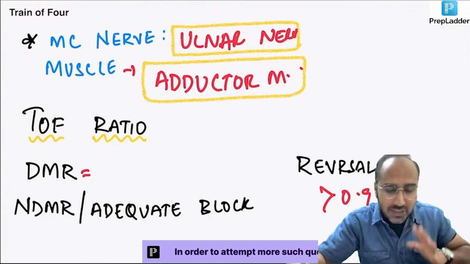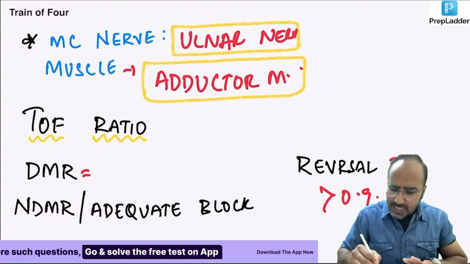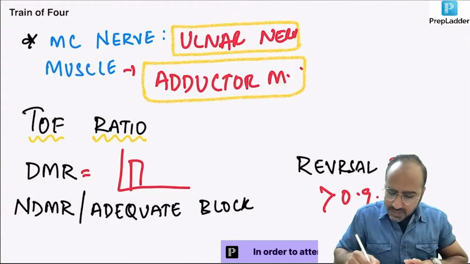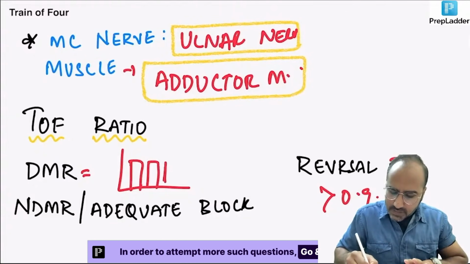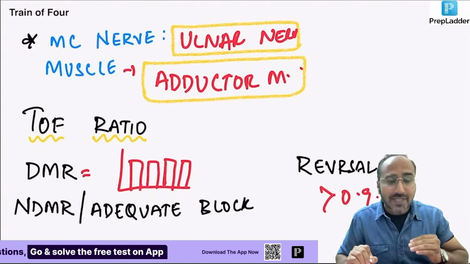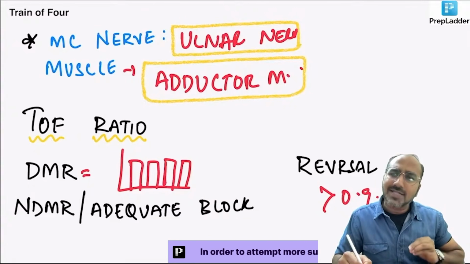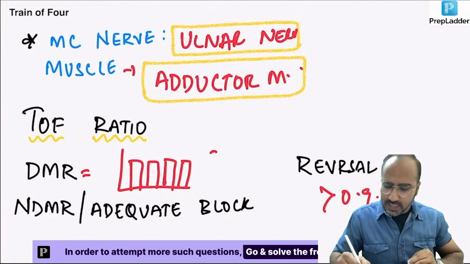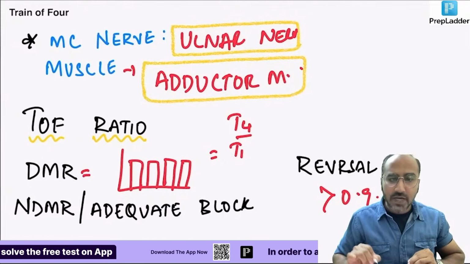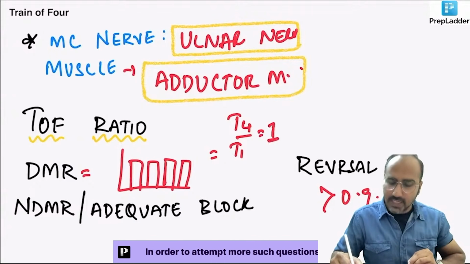Equal responses. So if anyone asks you, a person has been given a depolarizing muscle relaxant, okay, how are the twitch heights? Just look over here. First twitch is like this, second twitch is also like this, third twitch is also like this, and fourth is also like this. That means all 4 twitches are decreased in equal height. So if someone asks you what is the train of 4 ratio for depolarizing, train of 4 ratio means what? T4 by T1. Okay? That is, fourth twitch by first twitch. Both heights are equal. So the ratio will be what? It will be 1 in case of depolarizing.